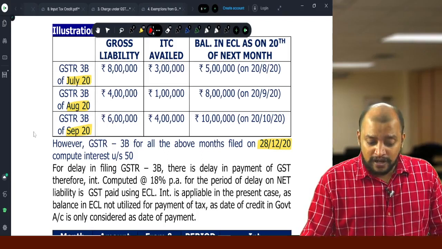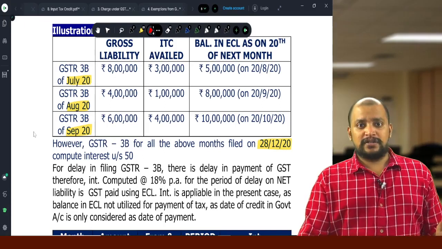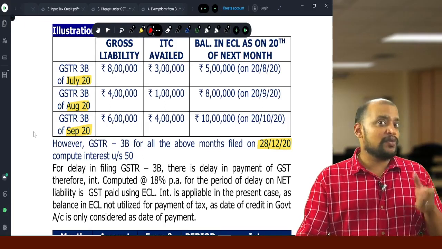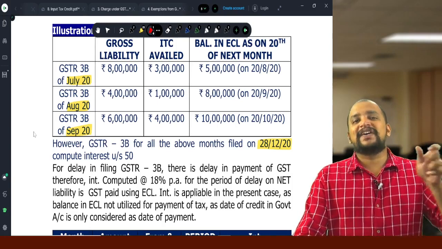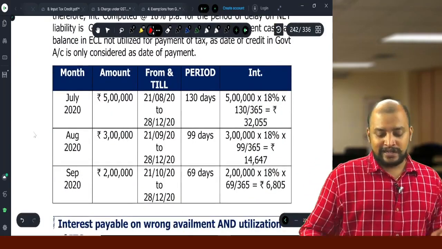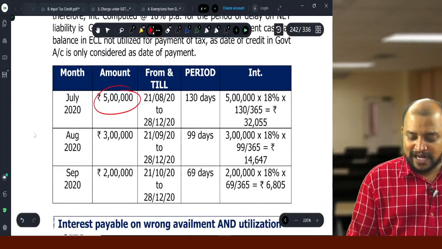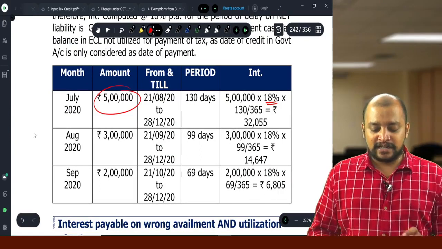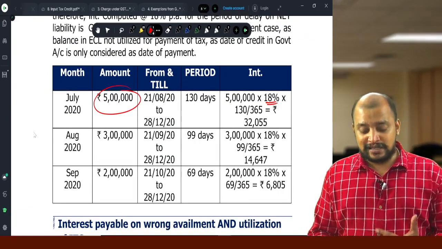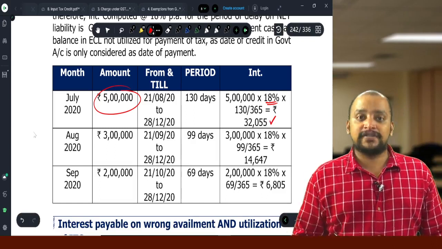Okay, on what amount does he need to pay interest for 130 days? 8 lakhs minus 3 lakhs, that is 5 lakhs. On 5 lakhs he needs to pay interest at the rate of 18% into 130 divided by 365, which is 32,055. Same way for the others.